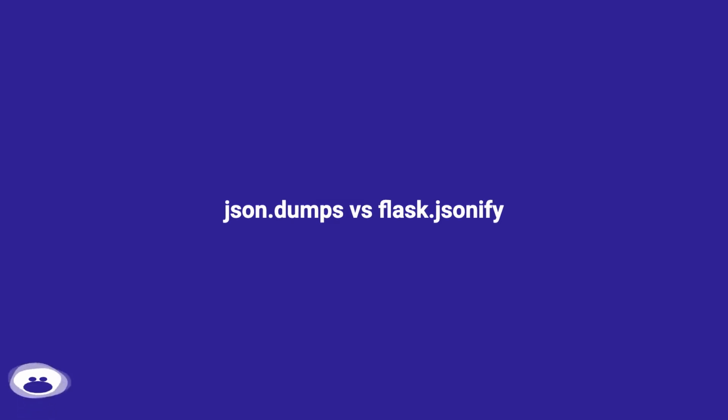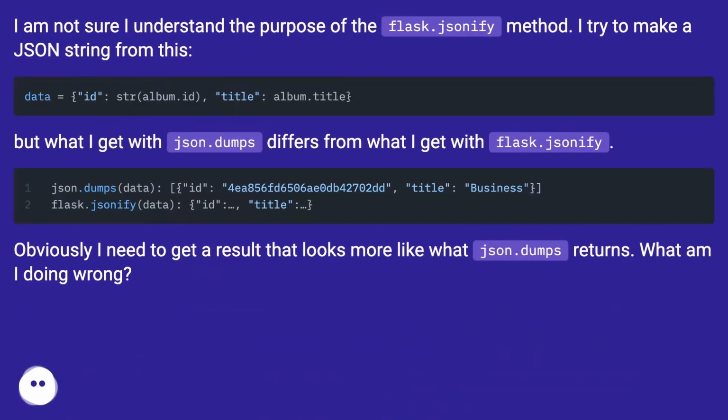json.dumps vs flask.jsonify. I am not sure I understand the purpose of the flask.jsonify method. I try to make a JSON string from this. But what I get with json.dumps differs from what I get with flask.jsonify. Obviously I need to get a result that looks more like what json.dumps returns. What am I doing wrong?